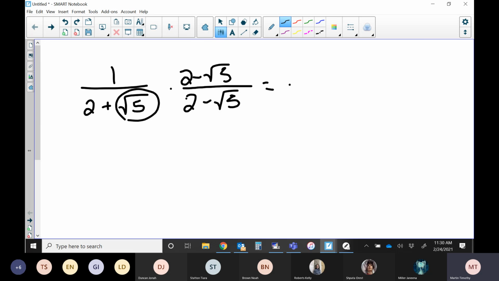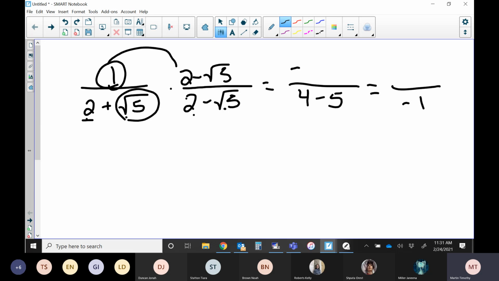Hopefully you can recognize that the bottom is going to just turn into 4 minus 5. All I did is square the 2, the 2 times the 2 is the 4. The middles cancel out. This times this is a 5, but it's negative. And so I end up with a -1 in the denominator. And then when I go to distribute this, that's just a 1. So 1 times 2 is just 2. 1 times that is a negative square root of 5. So I end up with 2 minus the square root of 5.